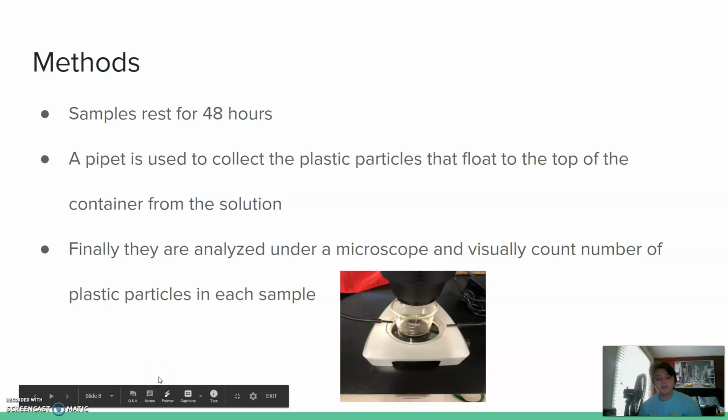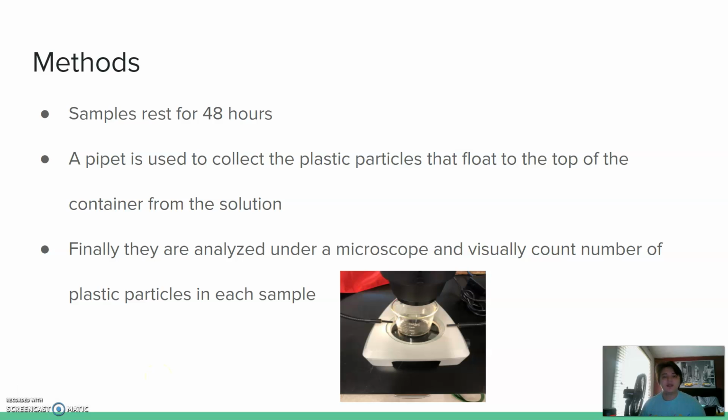So we let the samples rest for 48 hours, and after they have rested and everything has settled, I can take a pipette and, from the top of the container, collect all the accumulating particles at the top that are floating above the heavier salt solution.